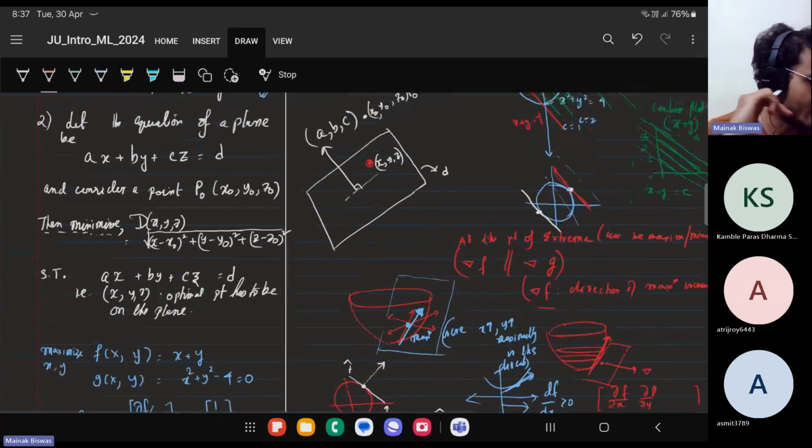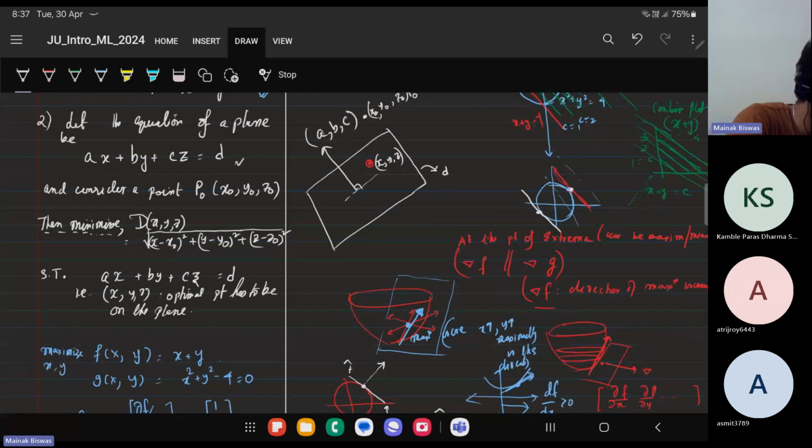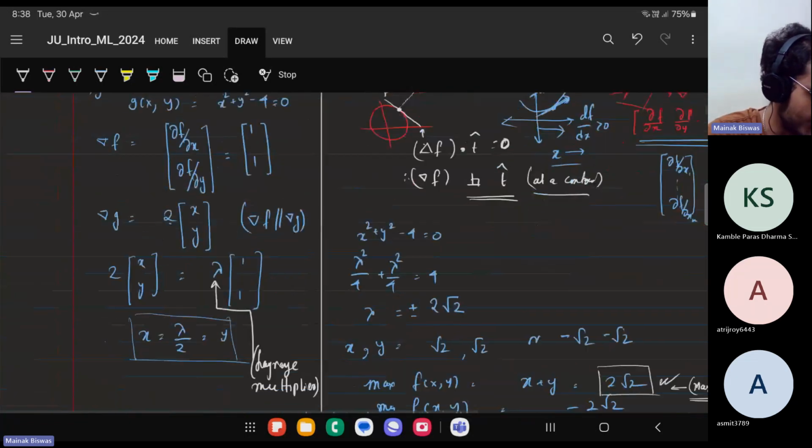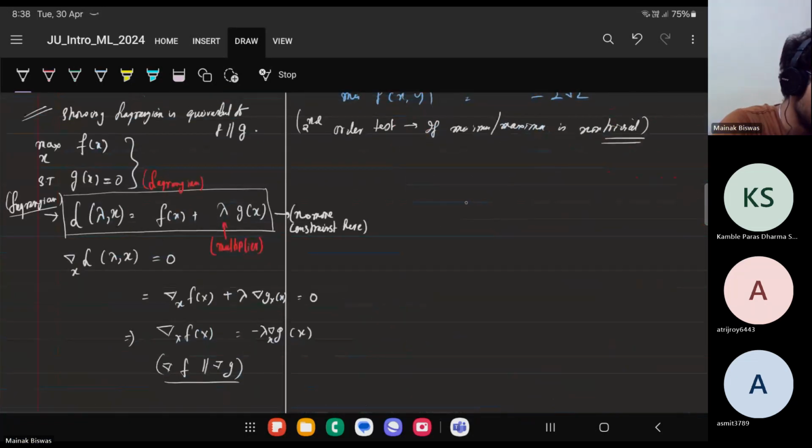Okay, so now I'll do another question that will help you better understand. The question says, let there be the equation of a plane. You know the equation of a plane: ax plus by plus cz equal to d. Then minimize the distance d, the Euclidean distance between a point on the plane and any point outside the plane, or any point in R3. Right? So this is question 2.